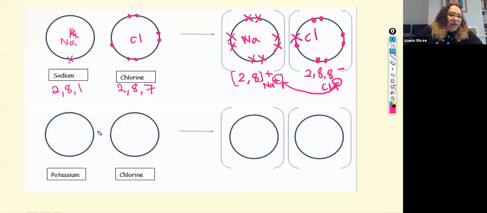So potassium, similarly, we're just going to show the one electron in the outer shell, and that's 2, 8, 1. And then chlorine is again 2, 8, 7, and the 7.